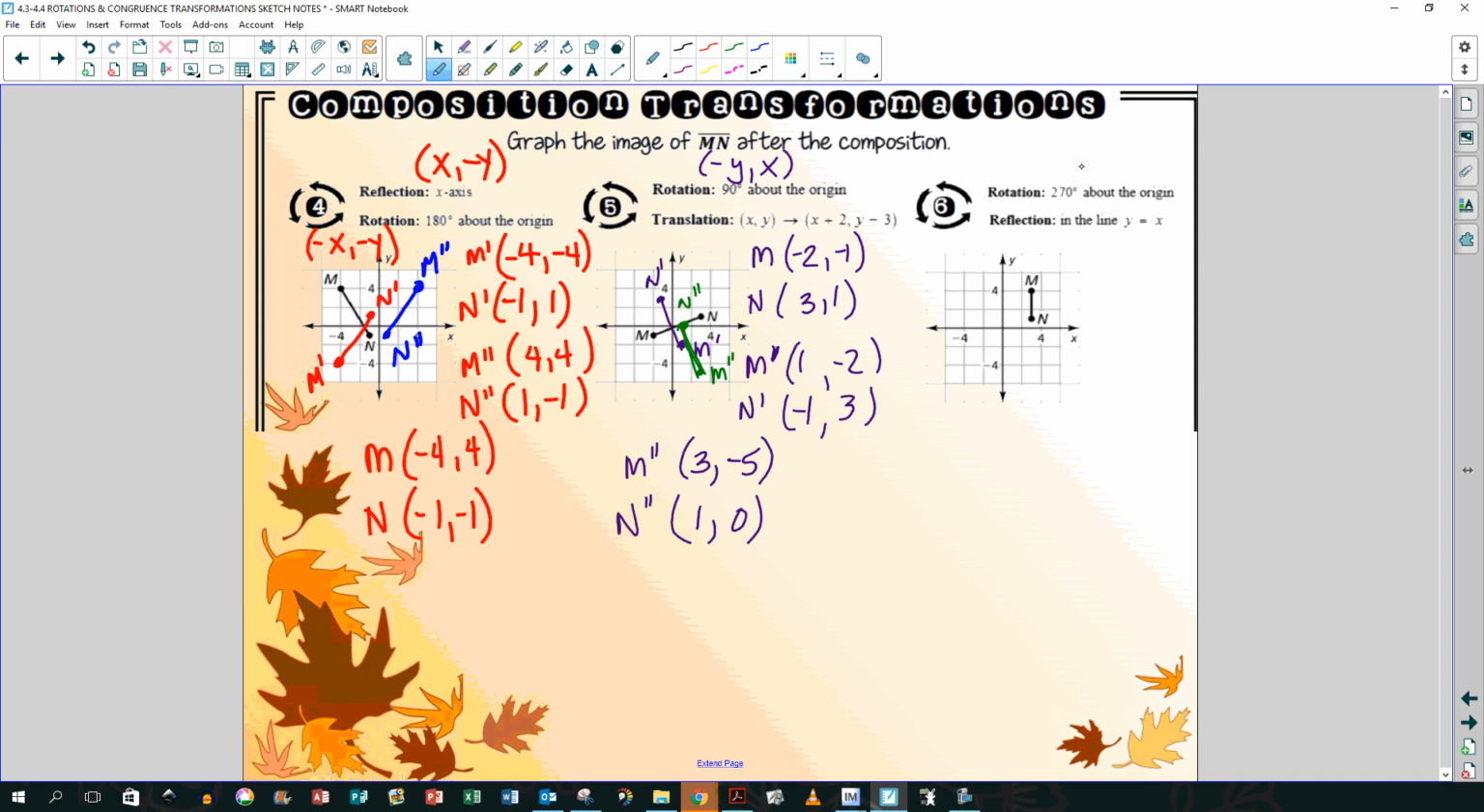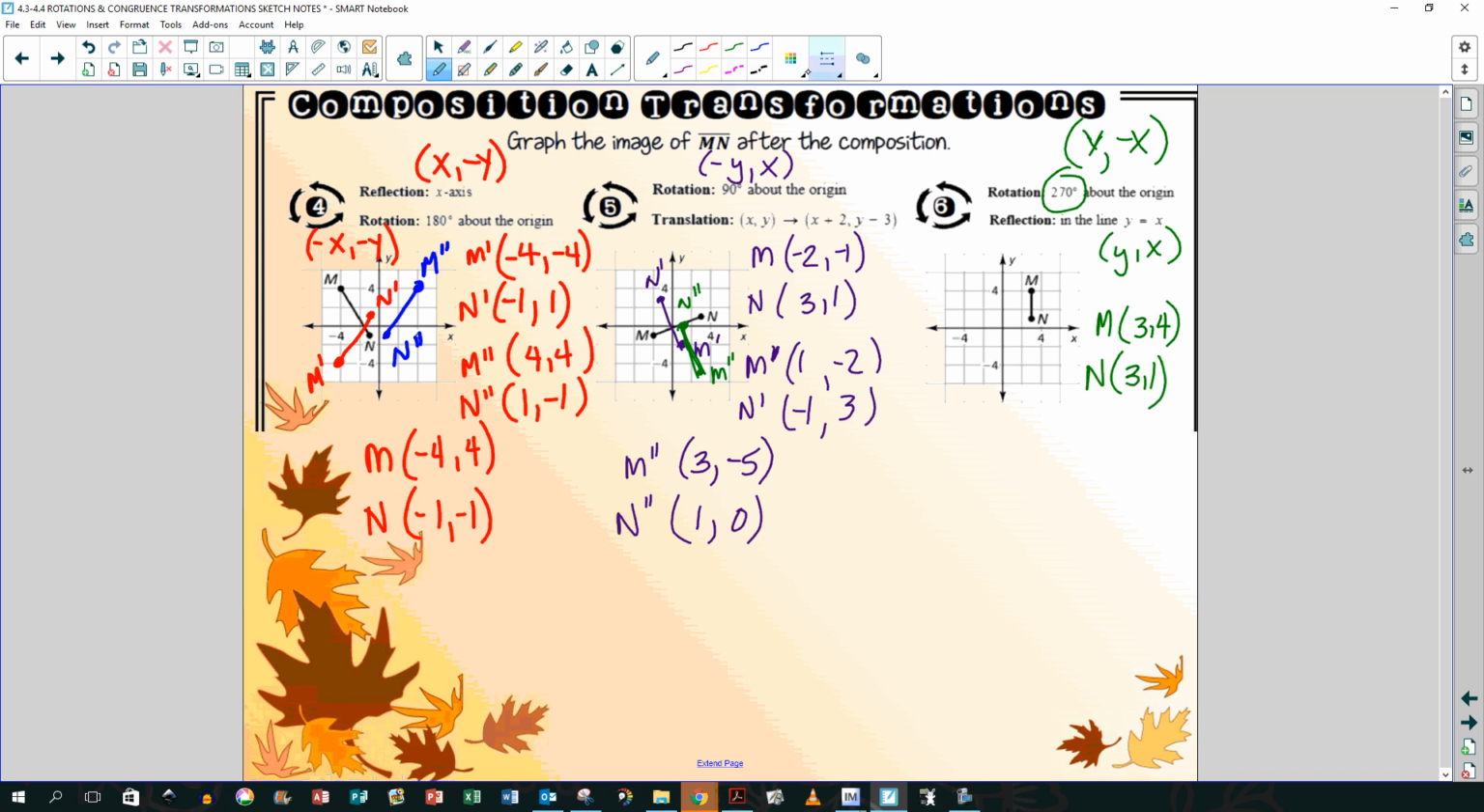All right, last one. So the rotation of 270 degrees. So remember, it's going to be y, comma, -x, and then reflect. So if we reflect over the line y equals x, we're going to reflect over that slanted parent function. Remember, the points just trade places. So they just trade places. So let's find point M and N, and then we'll do our calculations. So M is at 3, 4. N is at 3, 1.